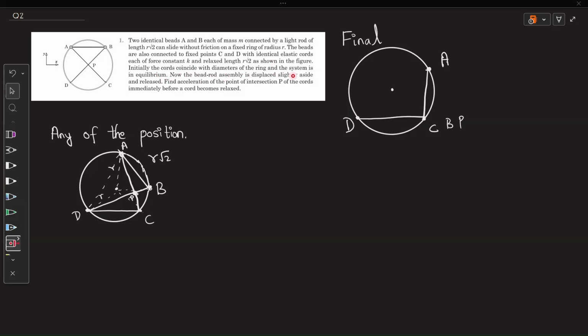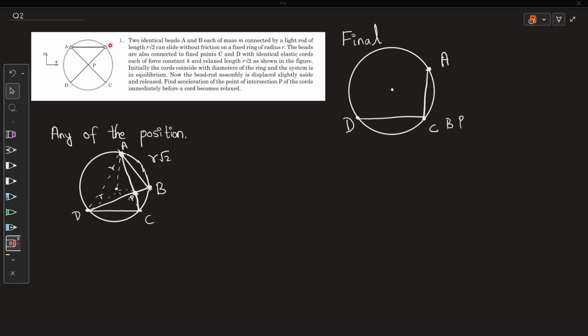Initially, the cords coincide with diameters of the ring and the system is in equilibrium. Now, the bead-rod assembly is displaced slightly aside and released. Find the acceleration of point of intersection P of the cords immediately before a cord becomes relaxed. First, this is a very difficult question from Pathfinder Physics. Please listen to this question's solution carefully.